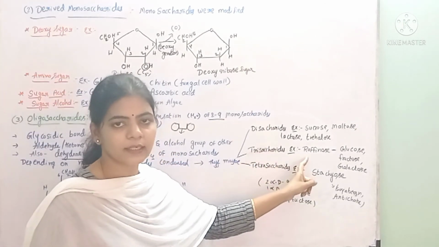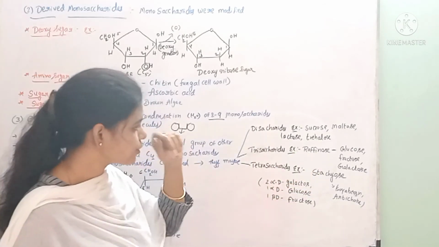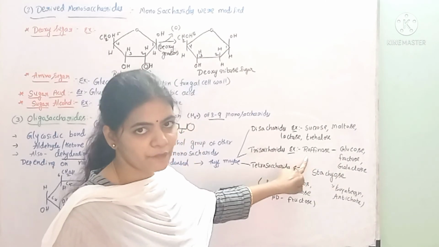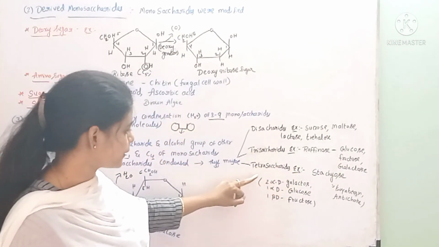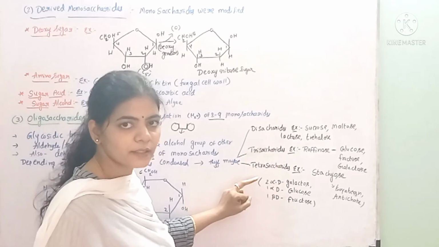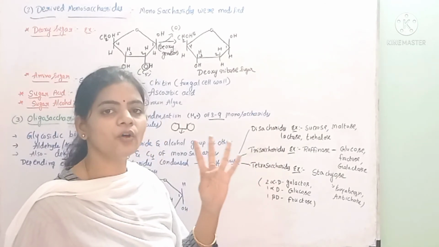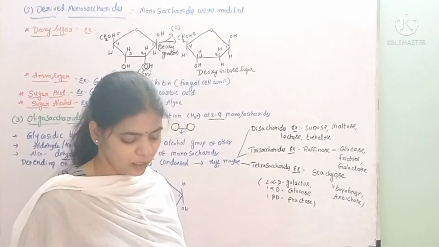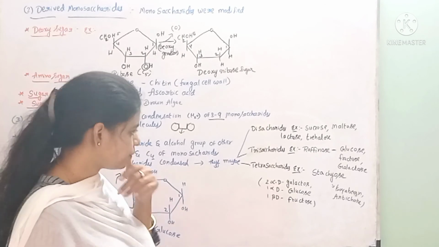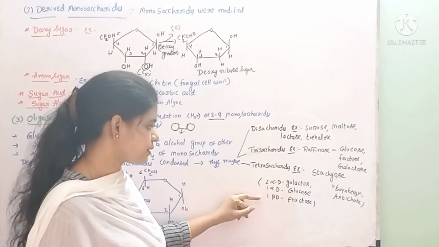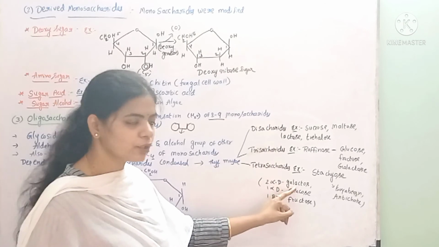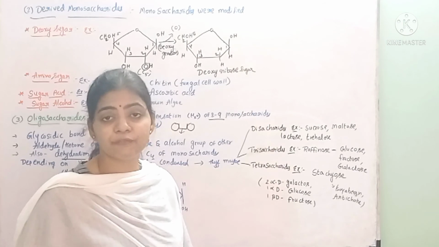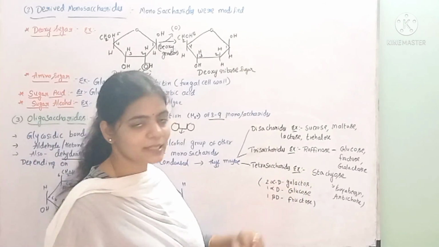An example for the trisaccharide is raffinose. Here, what are the sugars condensed? Glucose, fructose and galactose. They condense and form the raffinose sugar. Trisaccharide. And tetrasaccharide. Tetrasaccharides are formed by the condensation of four monosaccharides. Example: stachyose. This stachyose sugar is present in the artichoke and soybean. And what are the sugars involved in the formation of this tetrasaccharide? Two alpha D galactose units, one alpha D glucose unit and one beta D fructose unit. They condense and form the stachyose sugar.